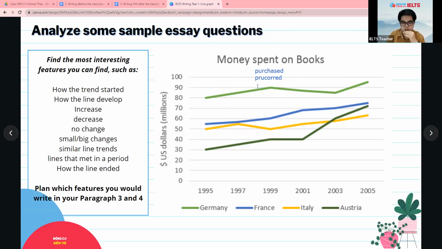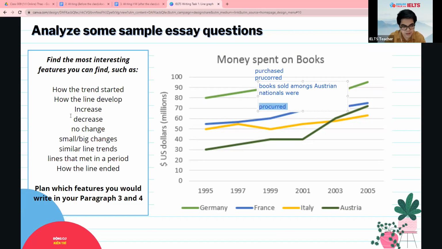Let me give you some words: procure, purchase. Don't use idioms. Never use idioms. Purchased, sold. Okay, books sold amongst Austrian nationals were like that. So there are many ways to paraphrase how you want to explain a situation. Oh, I have a mistake. Procured. Like that. Same as buy.